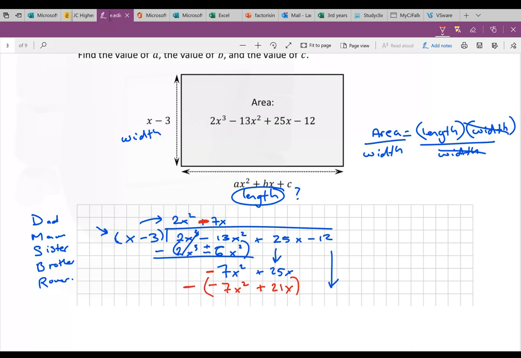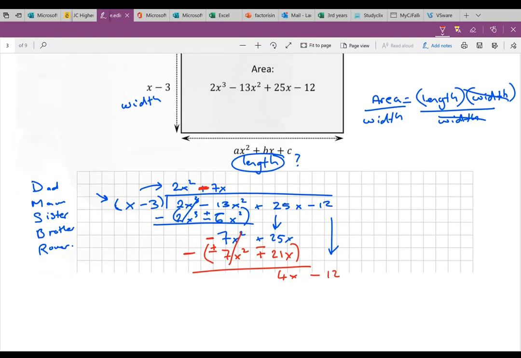And then subtract that whole term. Minus by a minus is a plus, minus 7 plus 7 is 0. Minus by a plus is a minus, 25 minus 21 gives me 4x. Then I bring down my minus 12, and now I'm in the money. X goes into 4x plus 4 times. Multiplying, x by 4 is 4x, minus 3 by plus 4 is minus 12. Subtract: 4x minus 4x is 0, minus by minus is a plus, minus 12 plus 12 is 0.